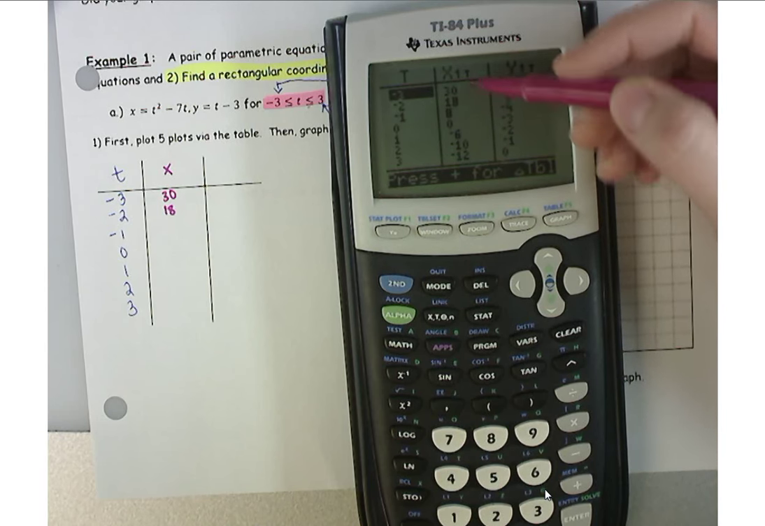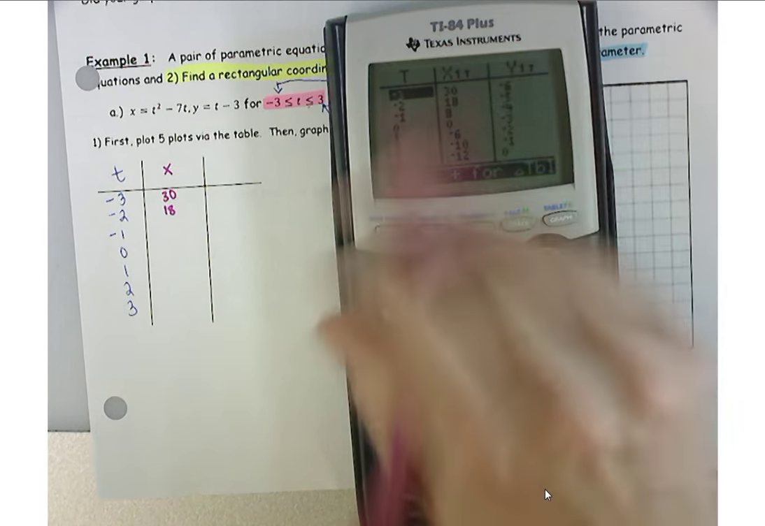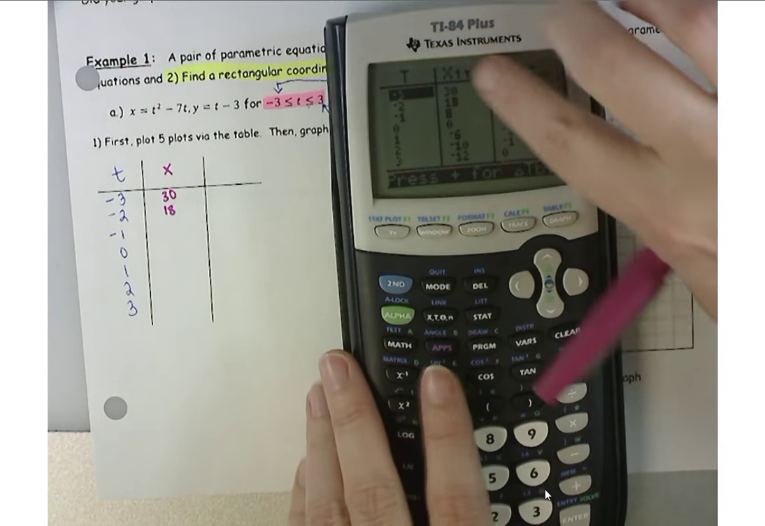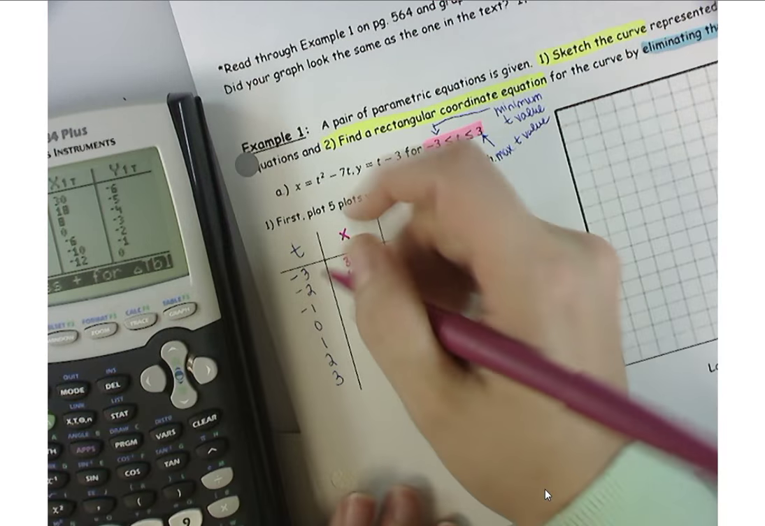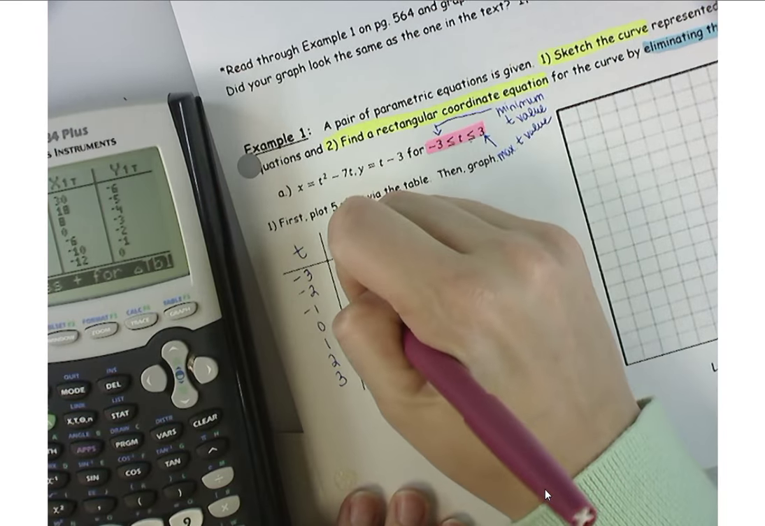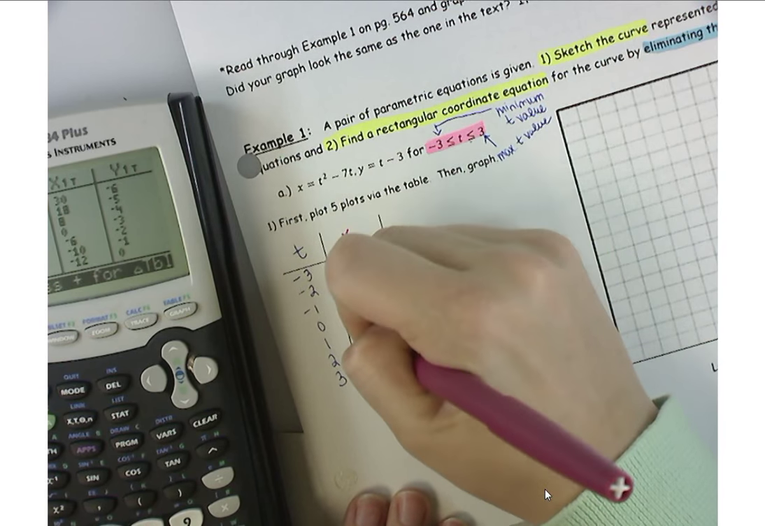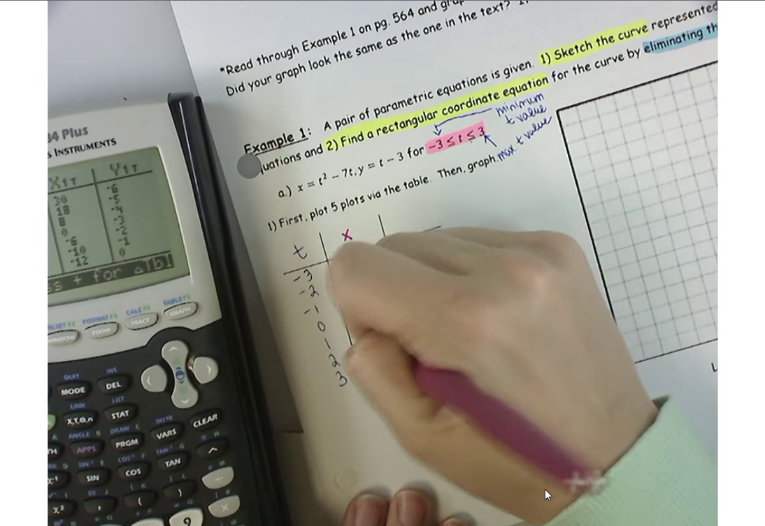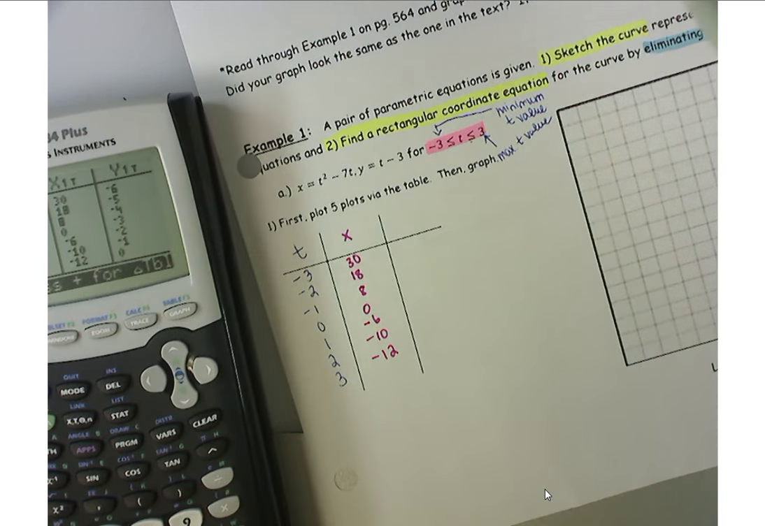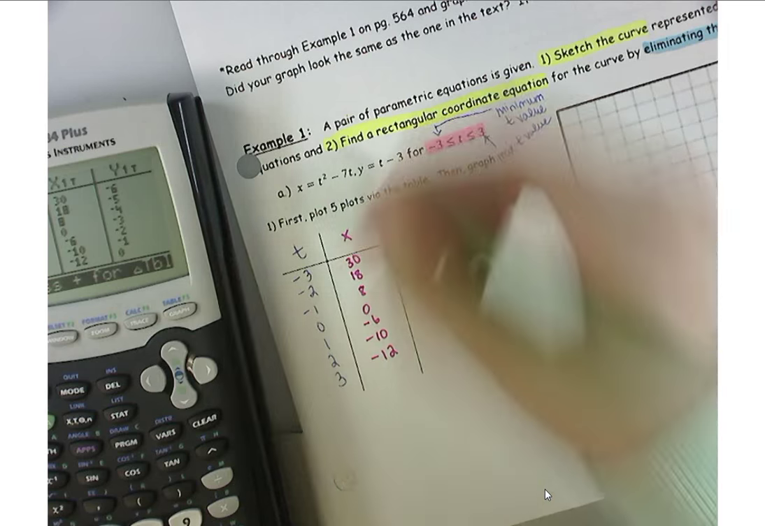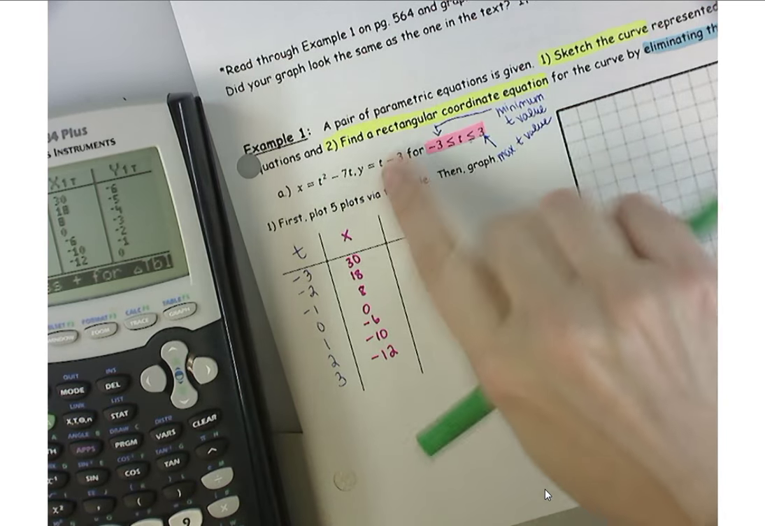So let's finish your table. You have 30, 18. See how you have the x1 and then the y1 and then the t? So you are going to have those 3 columns like we have set up here. So this would be 8, 0, -6, -10, -12.